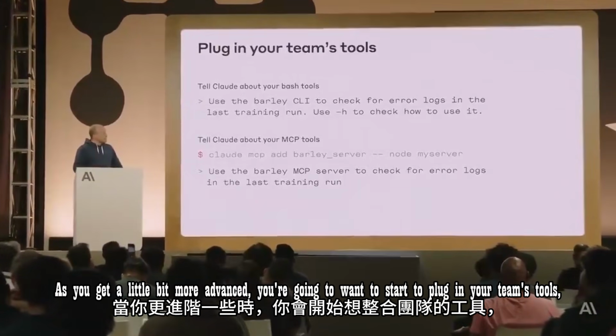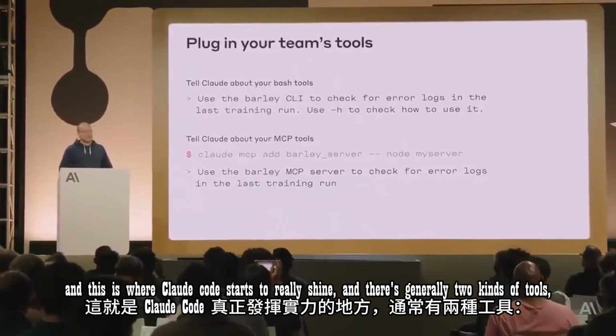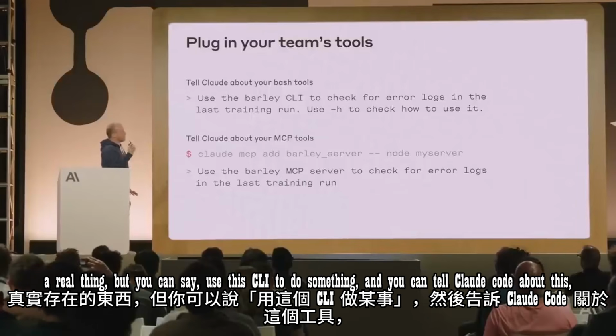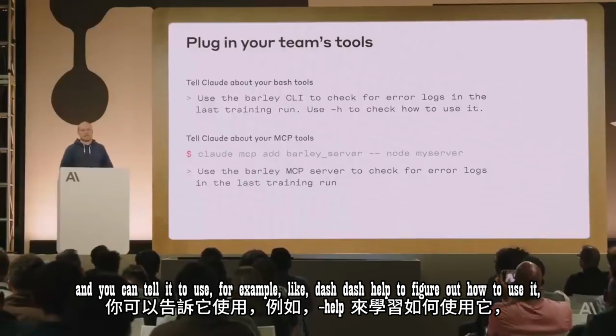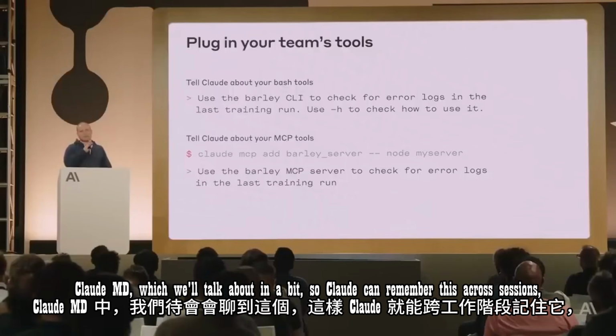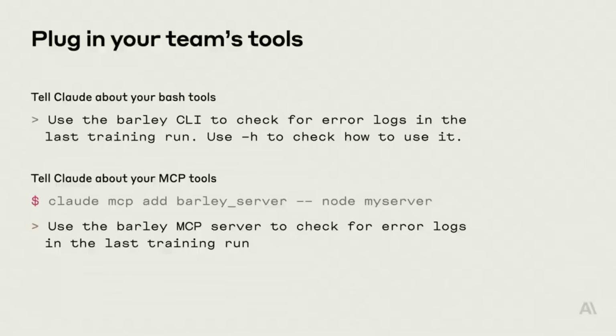As you get a little bit more advanced, you're going to want to start to plug in your team's tools. This is where Claude Code starts to really shine. There's generally two kinds of tools. One is bash tools. An example of this is a Barley CLI I just made up. This isn't a real thing. But you can say, use the CLI to do something, and you can tell Claude Code about this. You can tell it to use, for example, --help to figure out how to use it. This is efficient. If you find yourself using it a lot, you can also dump this into your Claude.md, which we'll talk about in a bit, so Claude can remember this across sessions. This is a common pattern we follow at Anthropic, and we see external customers use too.